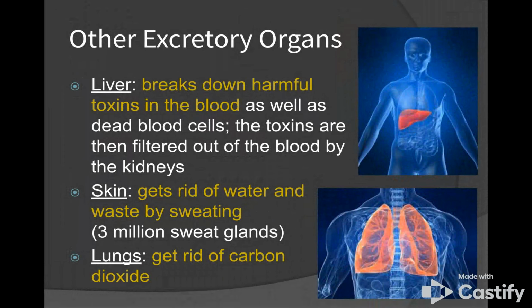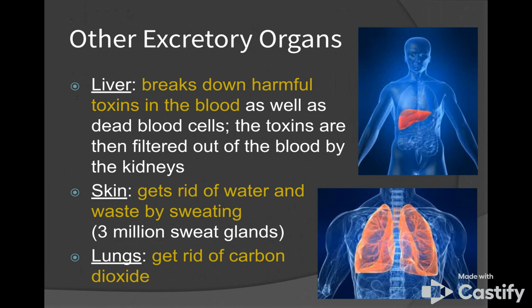Other organs that could be considered part of the excretory system are the liver, the skin, and the lungs. The liver's job is to break down harmful toxins in the blood. As your blood flows through your liver, anything that is not healthy for your body gets broken down there. It is also the cemetery of blood cells. All of your red blood cells that die go to your liver and get broken down. Any toxins that you take in are also broken down in the liver. And then all of those things are taken to the kidneys where they get filtered out of your blood and then into your urine.